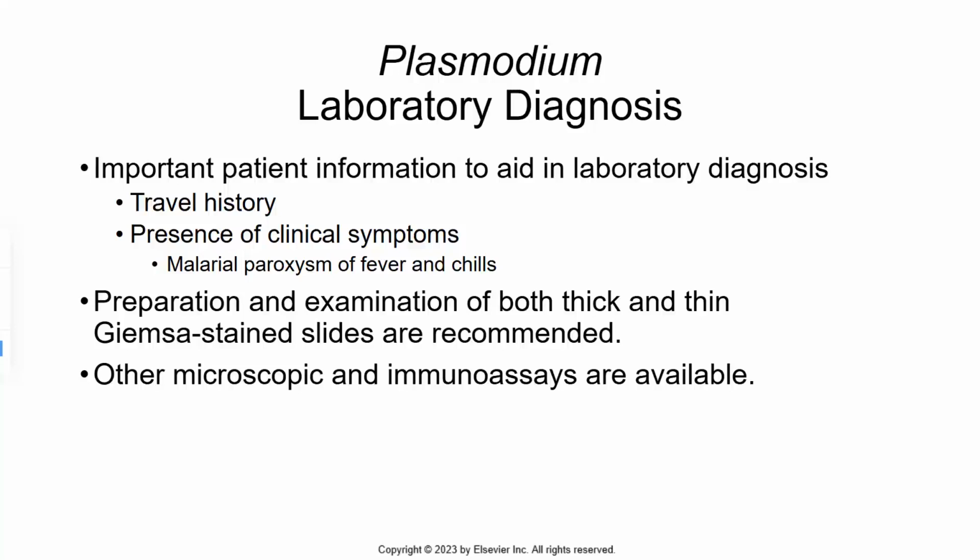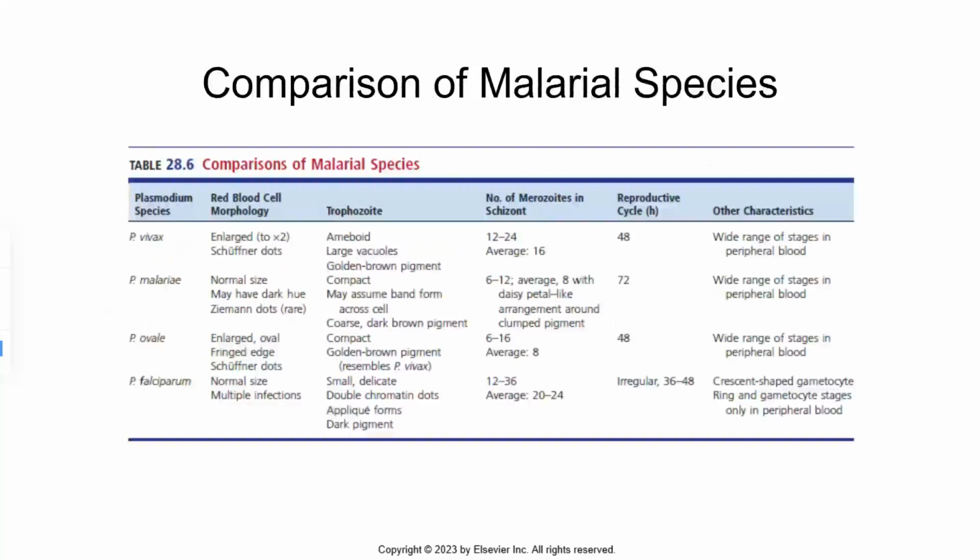Preparation and examination of both thick and thin Giemsa stain slides are recommended. A thick smear is just going to give you a basic overview: are there parasites here? A thin smear is going to allow you to differentiate it on the species level. And the more you get accustomed to looking at different types of malaria slides, the more likely you are to actually differentiate the species. Other microscopic immunoassays are available. And then here's just a chart that compares the four main malarial species. You can pause the video and take a look at this.